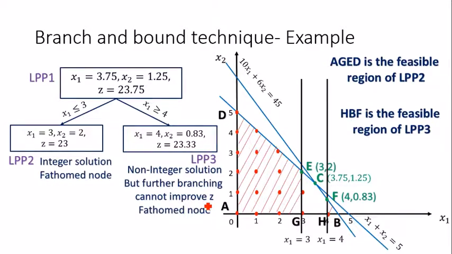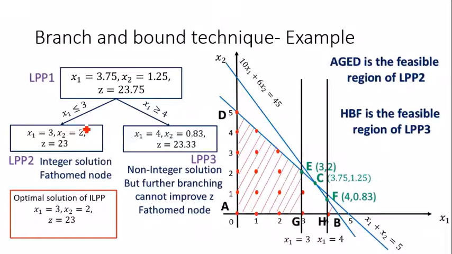So this node is also declared fathomed, and when all the nodes are declared fathomed, the question finishes, and then we just look at all the integer solutions obtained. We have just one integer solution, so that is declared as the optimal solution. So we got the optimal solution here: x1 is 3, x2 is 2, z is 23. That ends the first example, and that was an easy example because we just did branching one time.